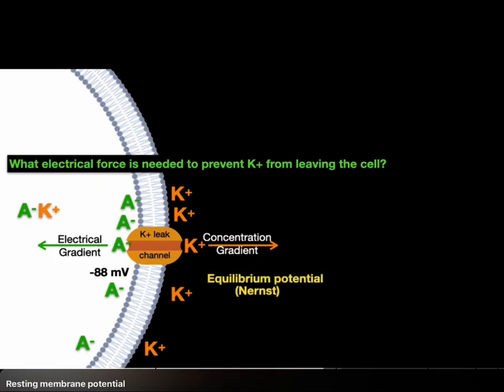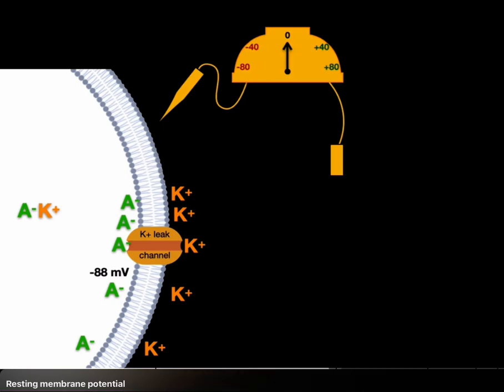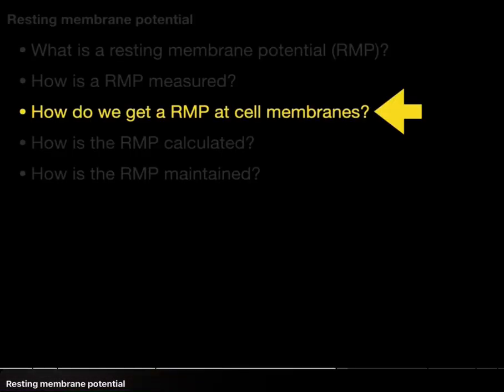This is the equilibrium potential, or the Nernst potential. It takes negative 88 millivolts to prevent potassium from diffusing out of one of these cells. Now, when this occurs, we take the voltmeter and we stick it inside and look. It goes from 0 to negative 88 millivolts. That's how we can determine experimentally what that membrane potential is.